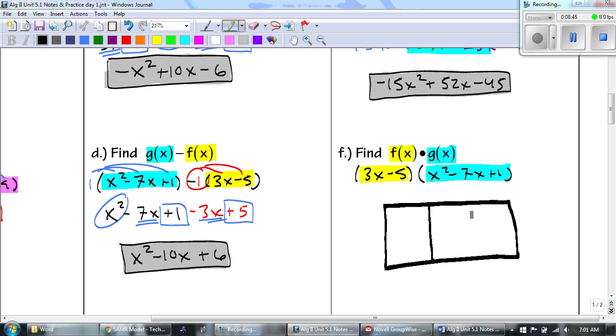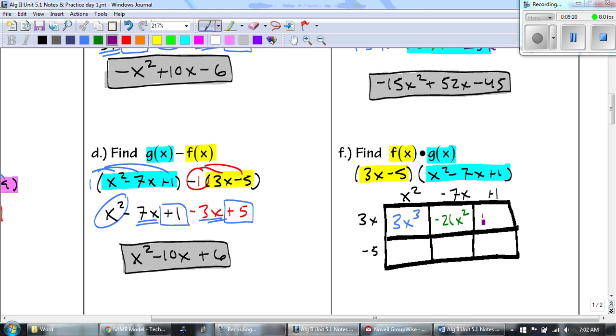On the top, I'm going to put my trinomial, so I have 3 columns. On the side is my binomial, so I've got 2. X squared minus 7x plus 1, and 3x minus 5 along the side. And then we multiply. 3x times x squared gives me 3x cubed. Remember, we add exponents, we multiply coefficients. 3x times negative 7x is a negative 21x squared.